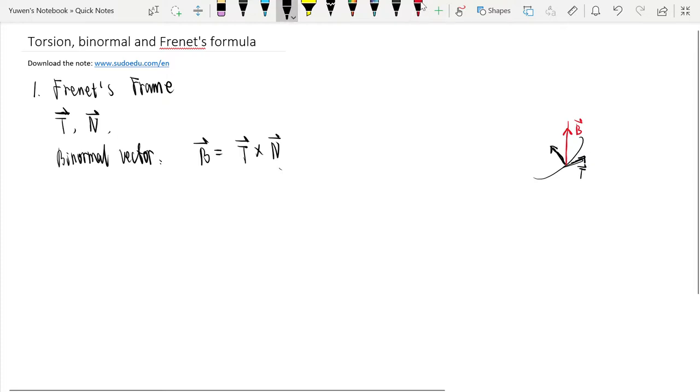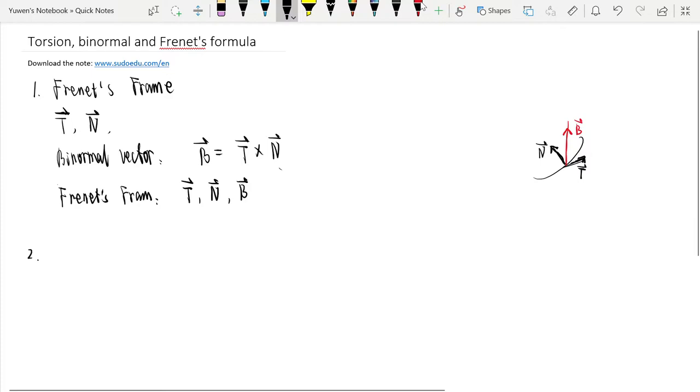Then in a small region, these three vectors can determine our three-dimensional coordinate system. We call this coordinate system the Frenet frame. That is T, N and B. That's the Frenet frame.